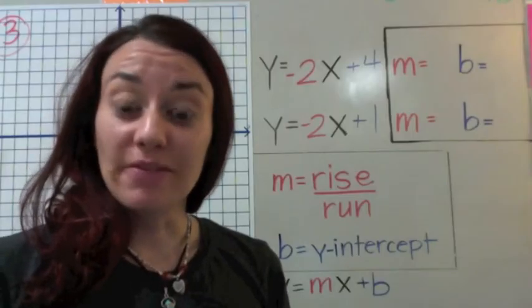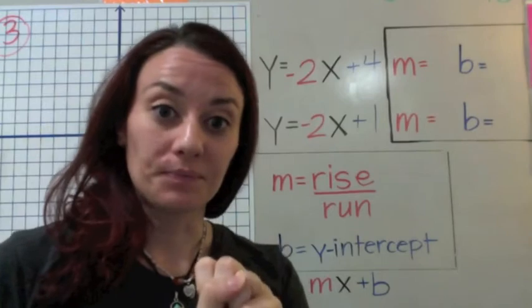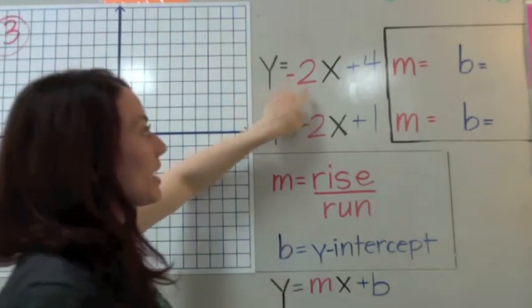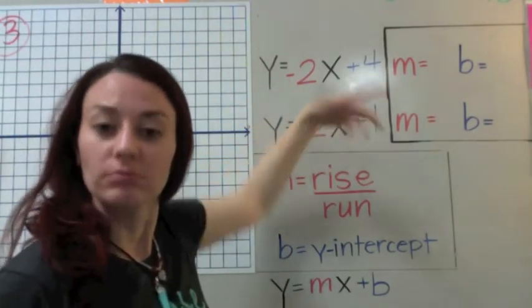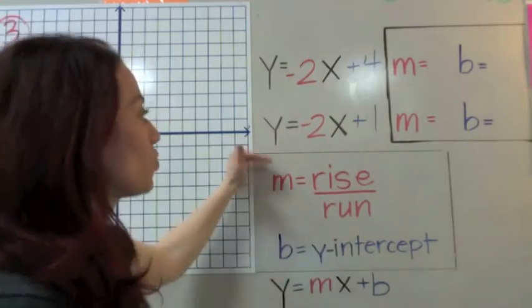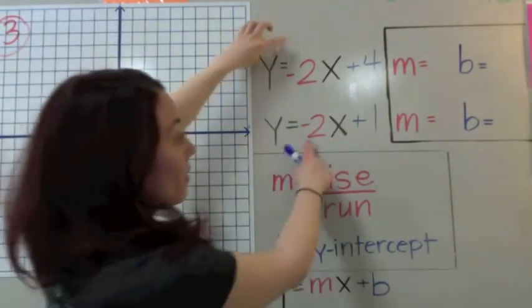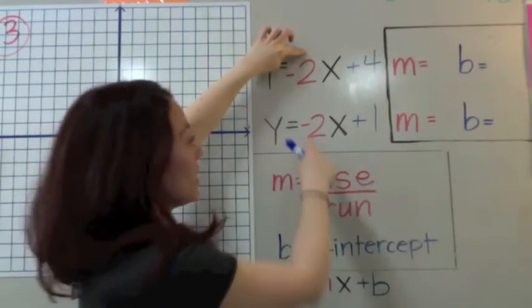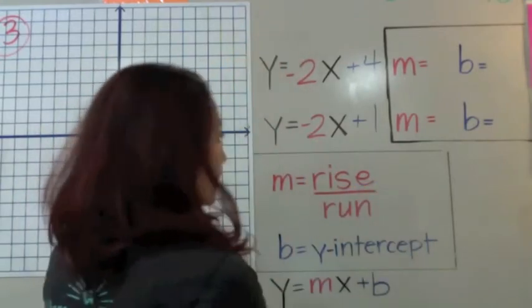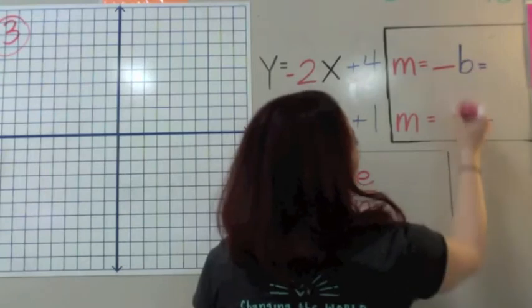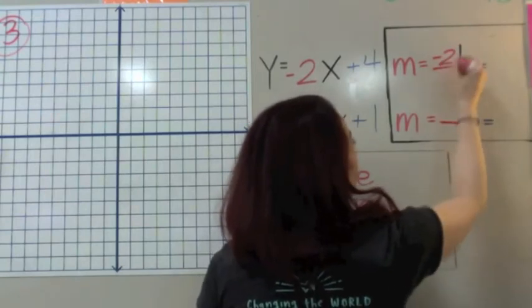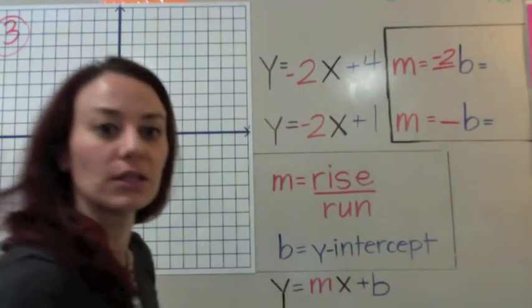Let's look at the system of equations for number 3. It says y equals -2x plus 4. That's the first line. And the next line is y equals -2x plus 1. What do you notice about the slopes? They are the same. They're both -2. But if we write them as fractions, it's going to be -2 over what?